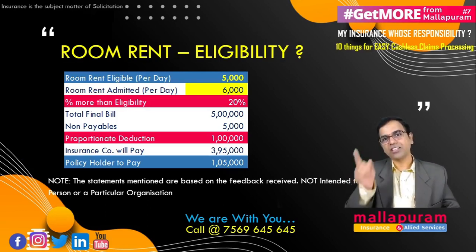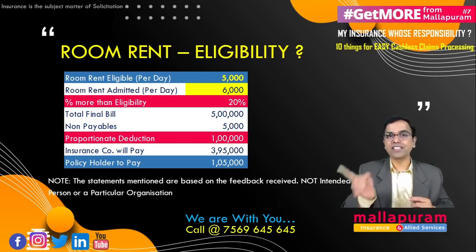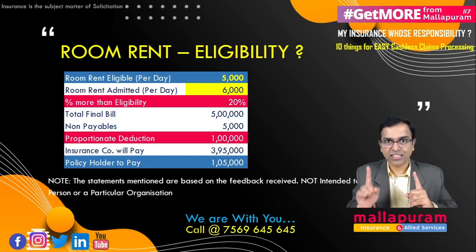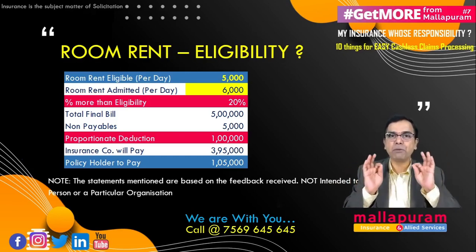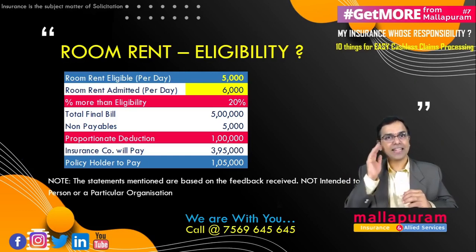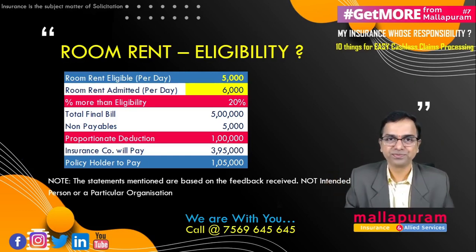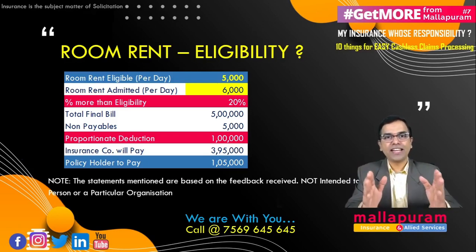So 20% of 5 lakhs is how much? 1 lakh rupees. So the total amount which is getting deducted by the insurance company is not 5,000 rupees, which is non-payable. It is 1,05,000 rupees. So the insurance company will pay only 3,95,000 rupees. The rest of the 1,05,000 rupees need to be paid by you. So this is the impact of room rent on the entire claim process.